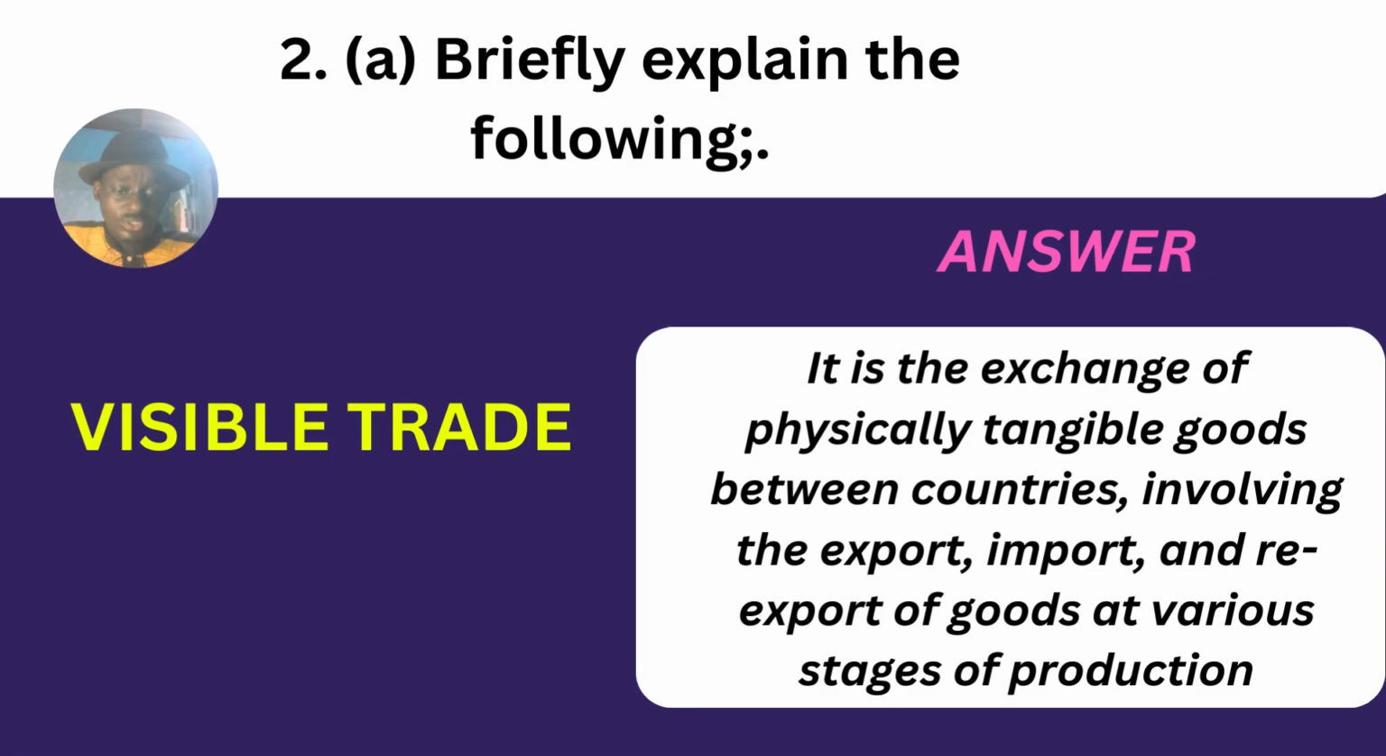It asked us to explain two trades: the visible trade and the invisible trade. So the first one is visible trade. Now, what is it all about? It is an exchange of physical tangible goods between countries involving the export, import, and re-export of goods at various levels or stages of production. So that is visible trade.